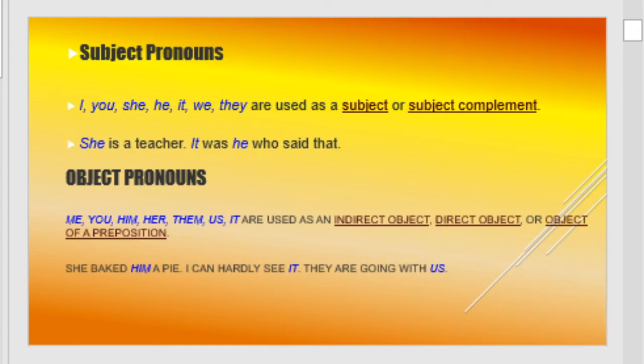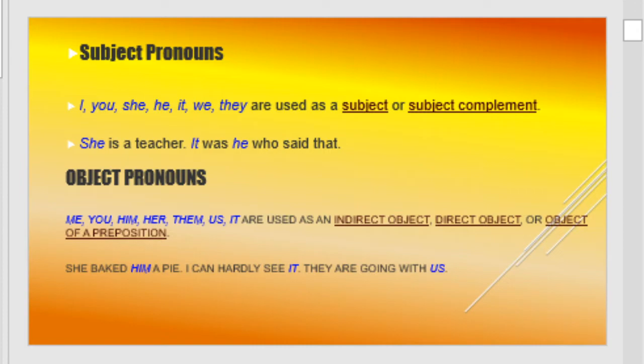If you noticed, you cannot see any name or noun that was mentioned, because instead of using a noun, we use the subject pronoun she, it, or he. So if we have subject pronouns in a sentence, of course, we also have object pronouns. These are pronouns that are usually used for objects. It can be an indirect object, direct object, or object of a preposition. It depends. We have me, you, him, her, them, us, it.